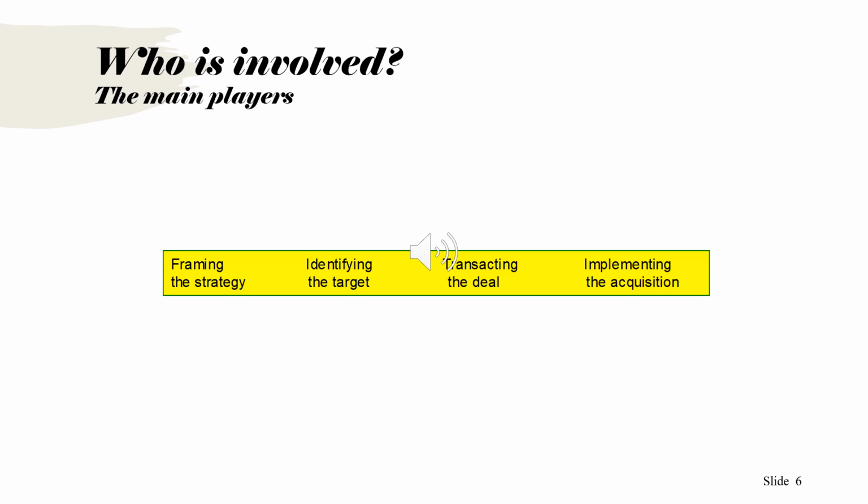So let's have a quick look at who might be involved in the M&A process. I've kept the simple version below, which is framing the strategy, identifying a target, transacting the deal, and implementing the acquisition. And I'd like you to think about who you think would be involved outside of the companies, so not the internal management team and so on, but outside both companies, who's going to be involved in the M&A process. And maybe spend 3 or 4 minutes thinking about this before you go to the next slide.